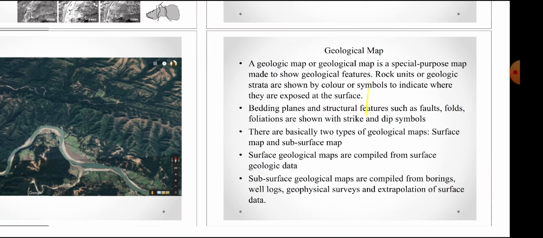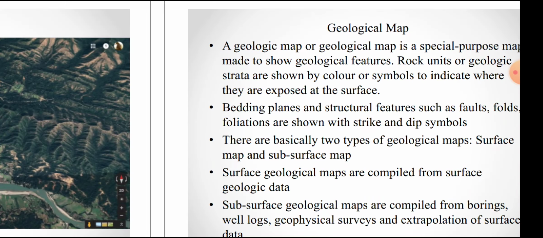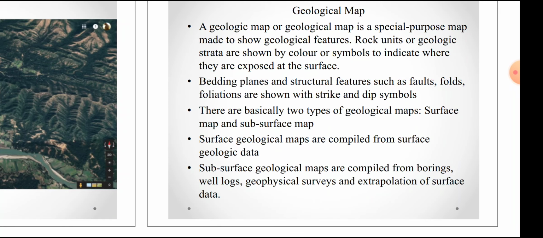Geological map. A geological map is a special purpose map made to show geological features. Rock units or geological strata are shown by colors or symbols to indicate where they are exposed at the surface. Bedding planes and structural features such as faults and foliations are shown with strike and dip symbols.